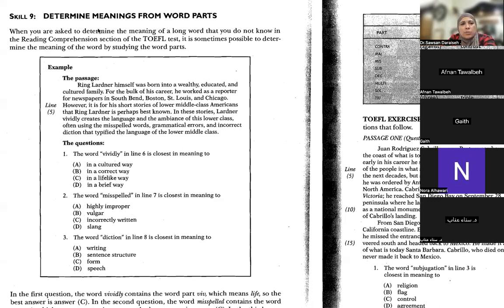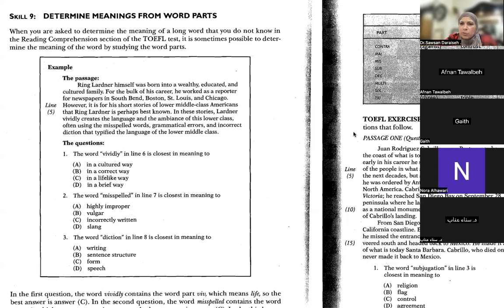When you are asked to determine the meaning of a long word that you do not know in the reading comprehension section of the TOEFL test, it is sometimes possible to determine the meaning of the word by studying the word parts. What does this mean? We can understand the meaning by studying the parts of the words. Some part of the word, like a syllable, means something specific, and sometimes this syllable could be used in more than one word.